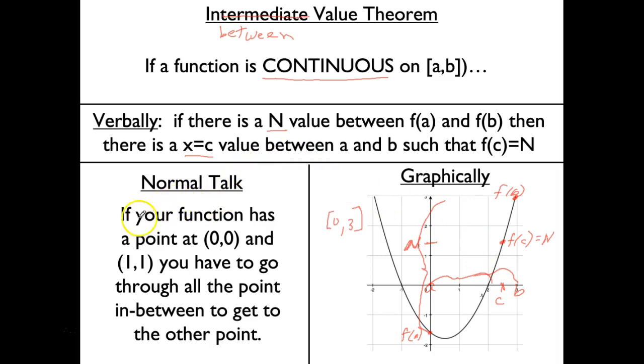So here's another way of saying it. If your function has a point 0, 0, and a 0.11.